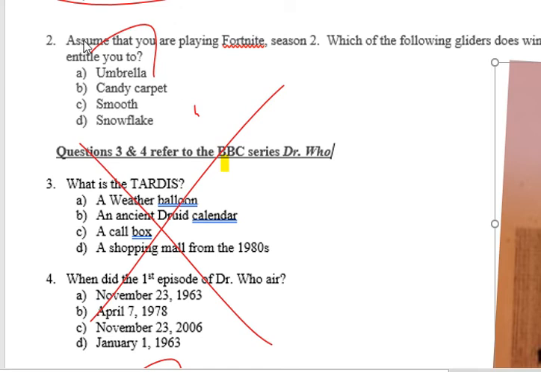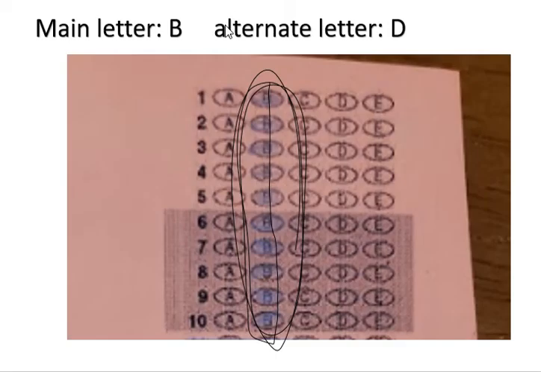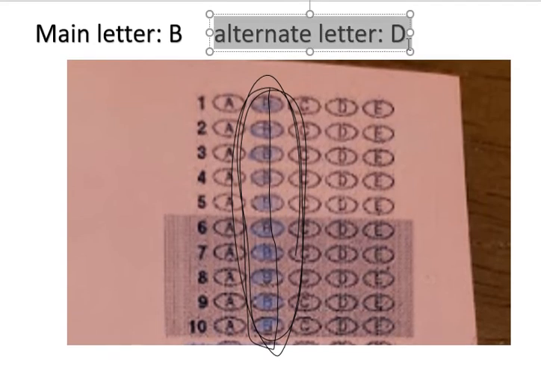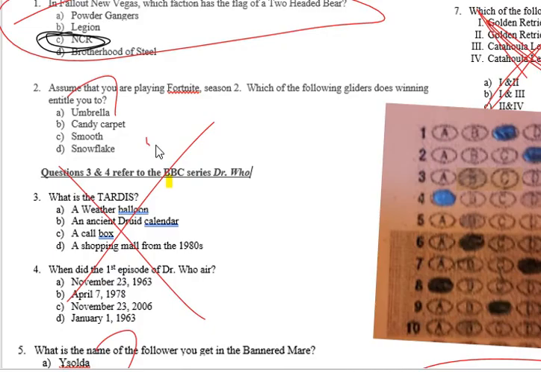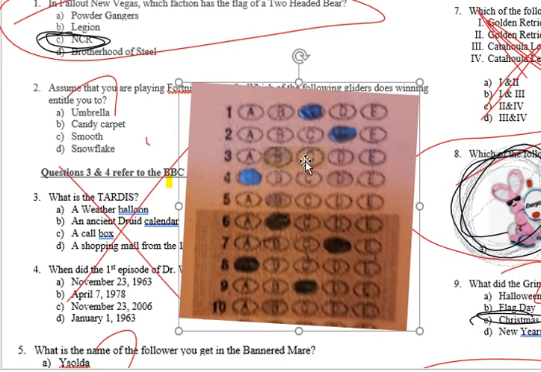So then I go to my alternate answer. And if you'll recall, my alternate answer was D. So let me look at that. D says snowflake. Yeah, I have no idea, but I'm more sure about this one than I am about Candy Carpet. So I'm going to go ahead and go with D.